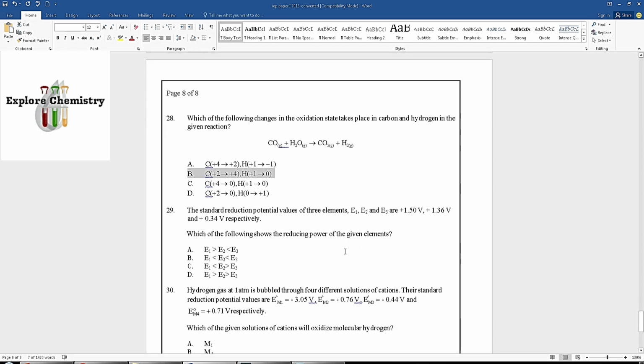Number 29, the standard reduction potential values of three elements E1, E2 and E3 are given. Which of the following shows the reducing power of the following element? Reduction potential values are given and E1 is having highest value, then E2, then E3 is having lowest reduction potential value. So reducing power of E1 is greater than E2, which is greater than E3. Option D is the correct answer. These values are of reduction potential. So highest reduction potential value means highest reducing power.